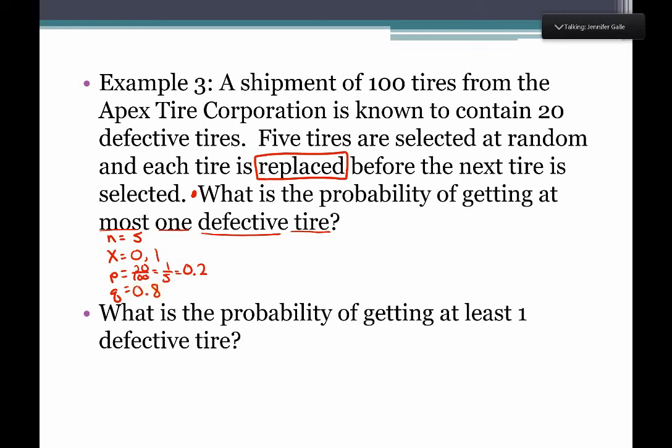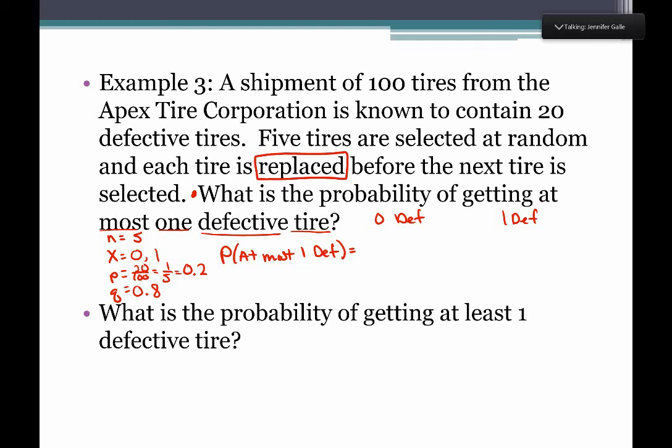All right, so we have the probability of at most 1 defective is what we want to do. So we look over at our X and we need 0 defective. We also have to consider 1 defective. We need both of those things because we want at most 1, which means 0 or 1. All right, so we know all of our conditions have been met. We can go ahead and use our formula.